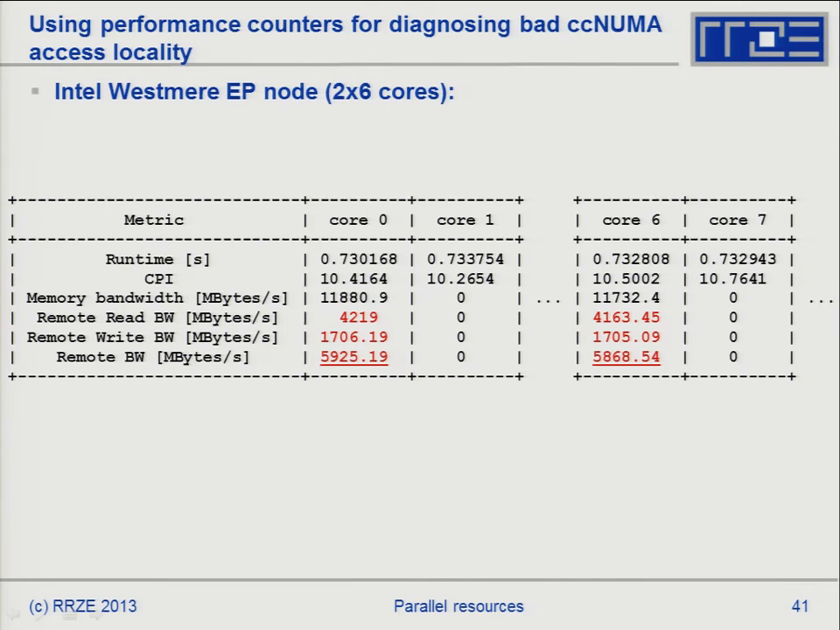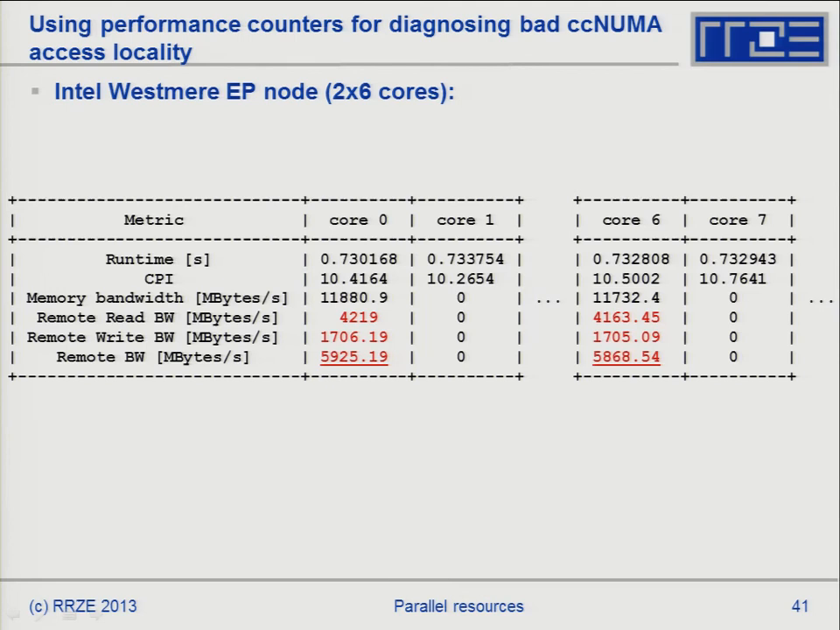Remote writes account for 1.7 gigabytes per second, and the sum of these two is the remote bandwidth. So of these 12 gigabytes per second, about half of that, 6 gigabytes per second, is initiated from the other socket. So this is a problem, obviously. On the other socket, we have a similar situation: 12 gigabytes per second bandwidth, and again close to 6 gigabytes per second initiated from the other socket. So we have a problem here.